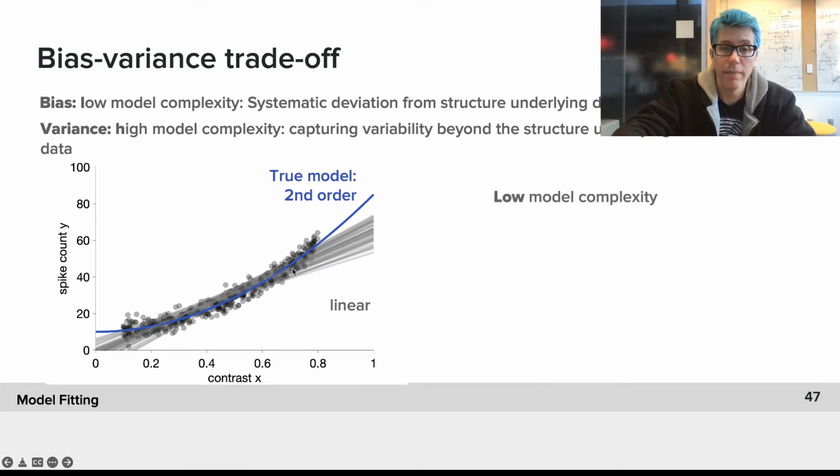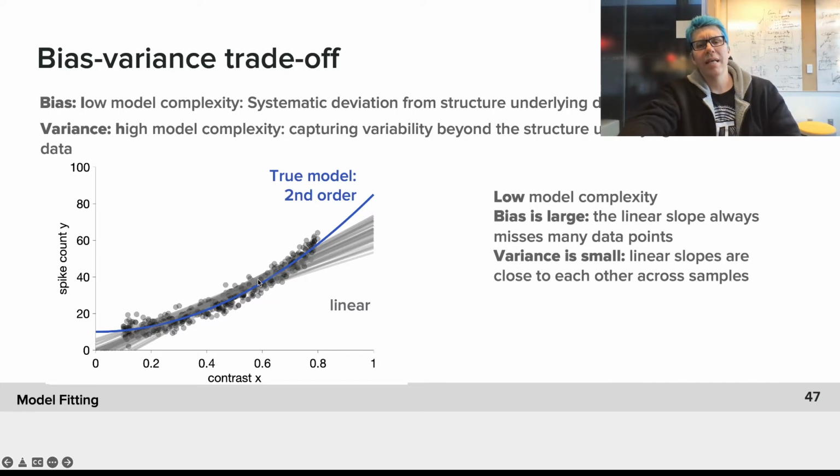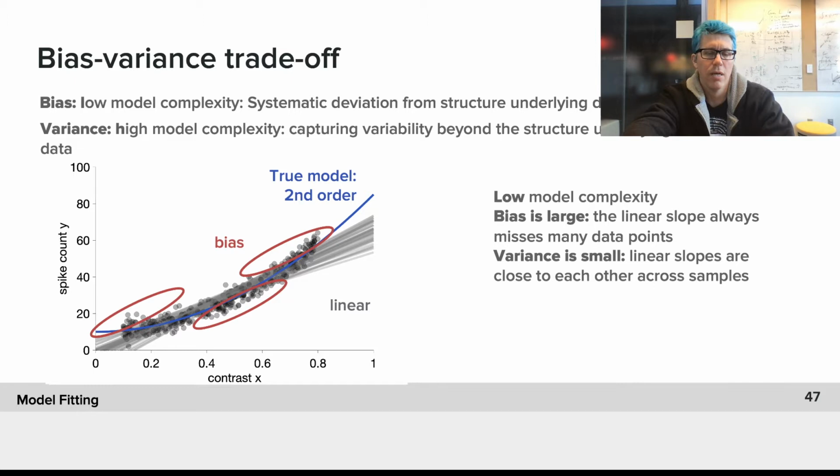Namely, I will undershoot the data almost every time. Here I will undershoot the data. Here I will overshoot the data. Now all the data are below the lines I'd be drawing in. So in the case of low model complexity, the bias is large. The linear slope always misses many data points, but the variance is small. We are very certain about our fits. And the bias is really what you see here. Not here, too high, too low, too high.